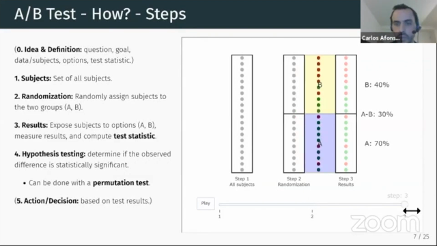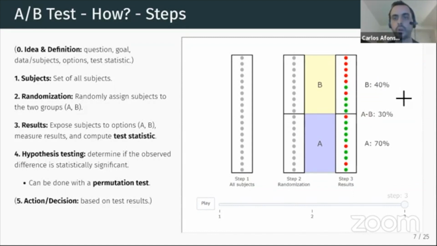So that's what we're going to do here. We expose the individuals in each group to the respective options A and B, and we measure the results. We see now that for group A, for example, we had 7 greens, so 7 yes, 7 conversions, 7 successes, 7 people that bought the product, 7 people that clicked on the ad, and so on. So 7 yeses. In group B, we had just 4 yeses, so 4 greens.